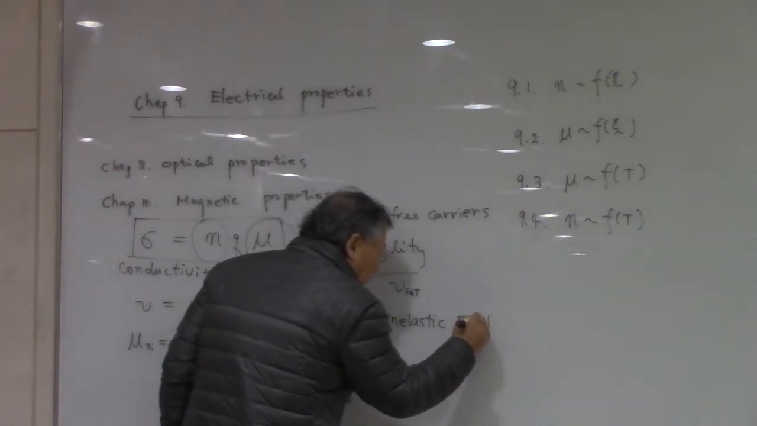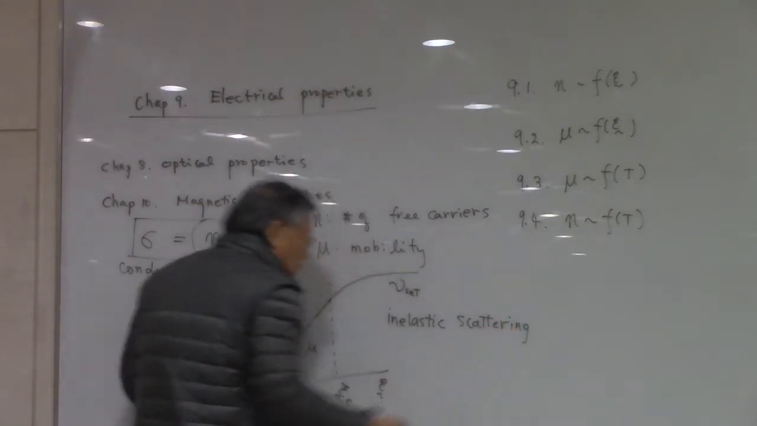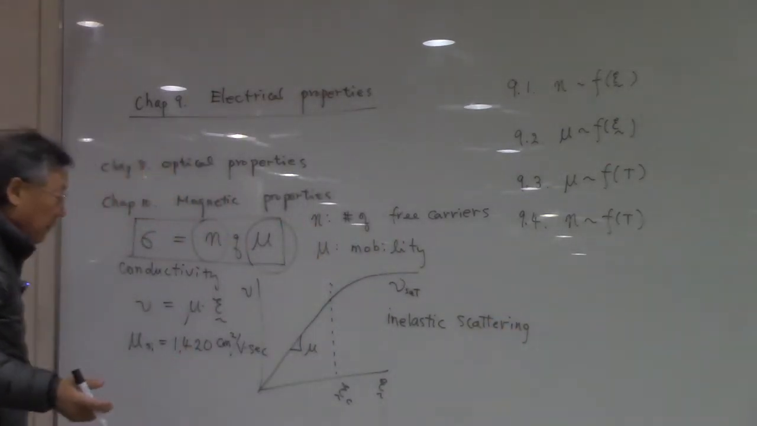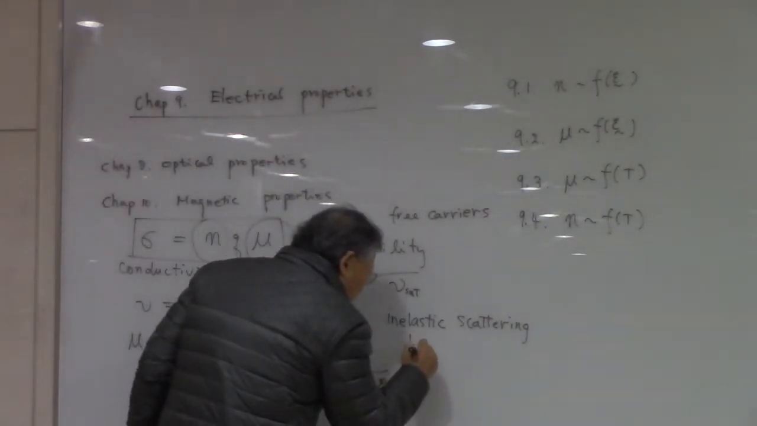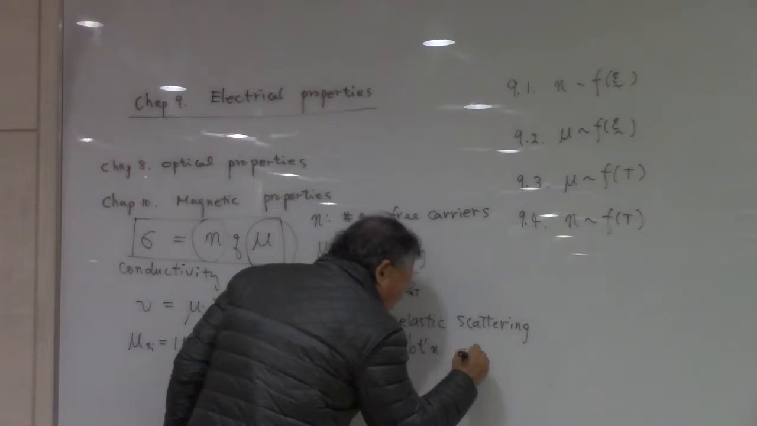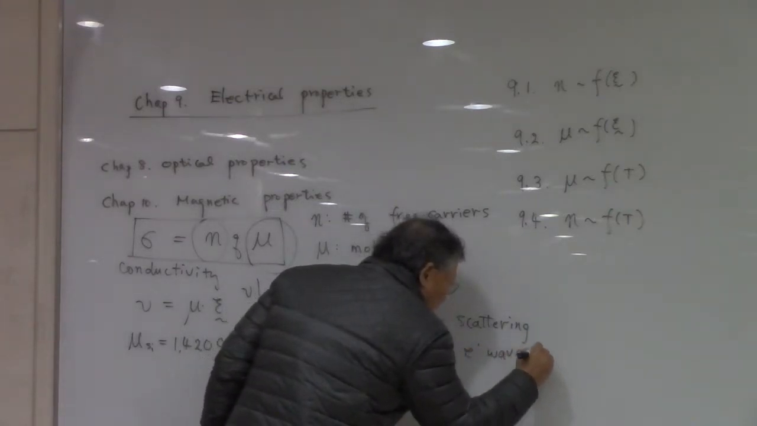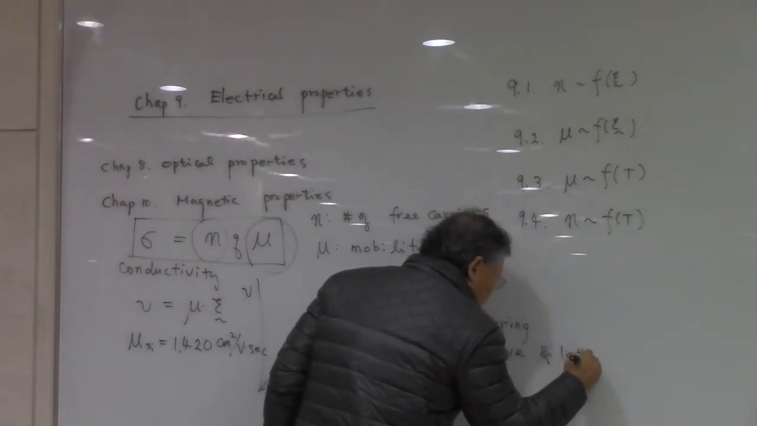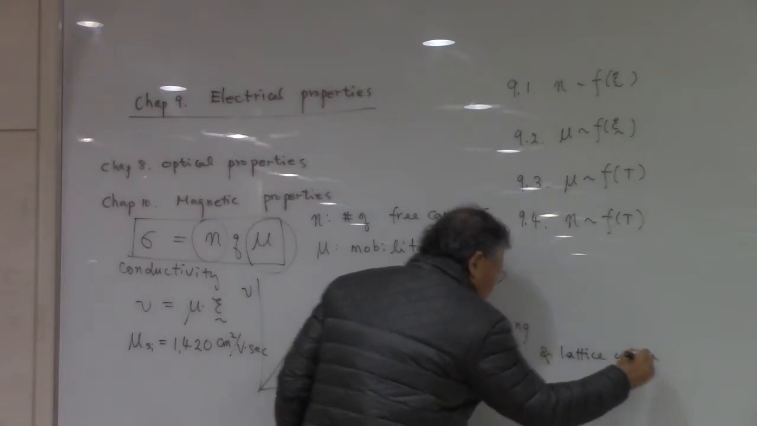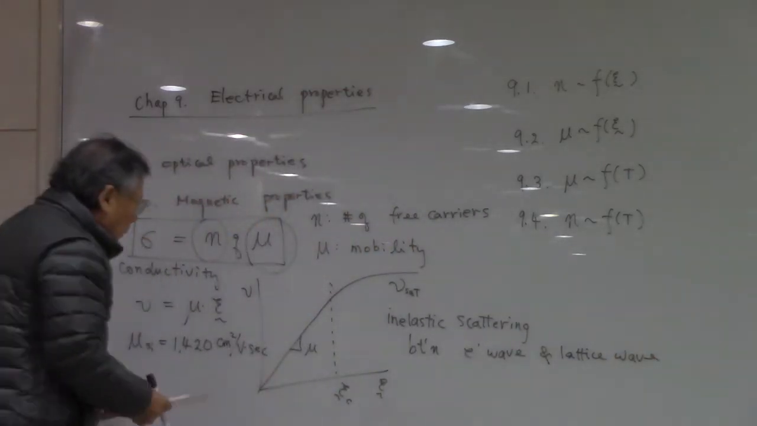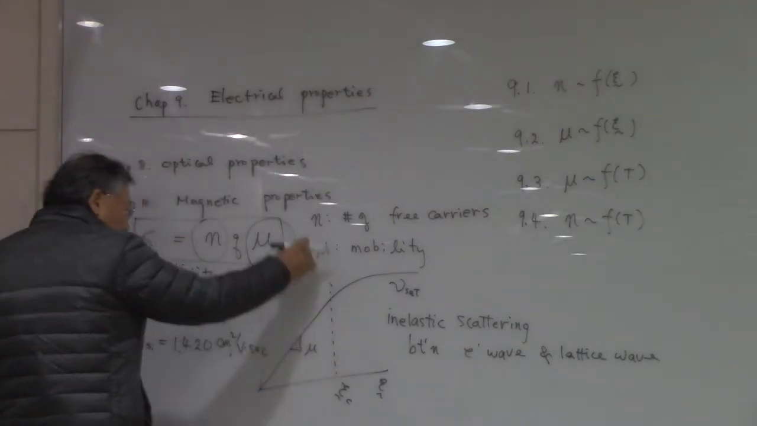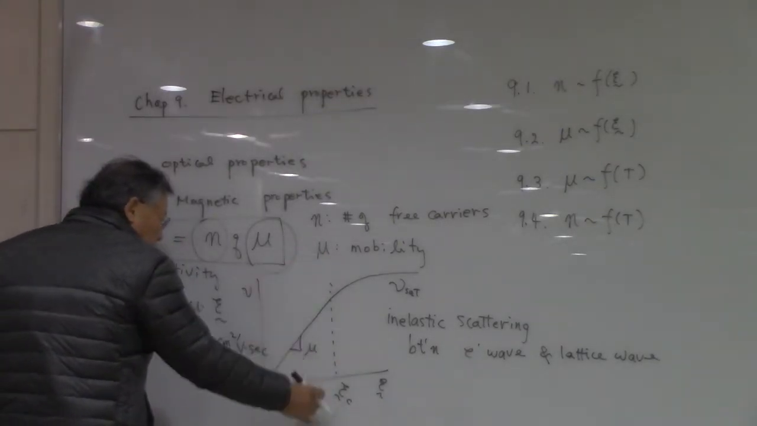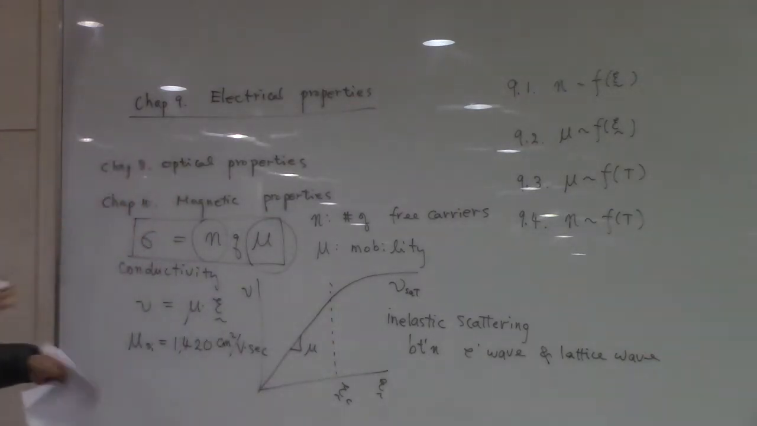Okay? And it's because of the inelastic scattering of electrons with a lattice wave, between the electron wave and the lattice wave. So mainly we are going to talk about the mobility and velocity of electrons up to this critical electric field. And after that, it is not predictable, and it is not that much important.